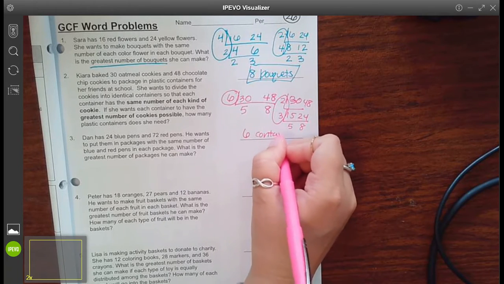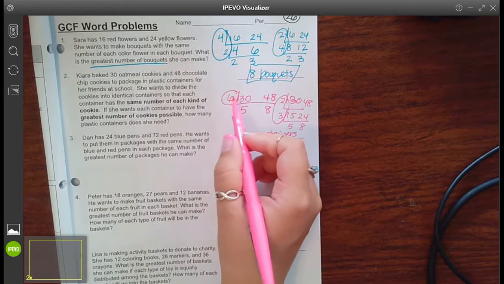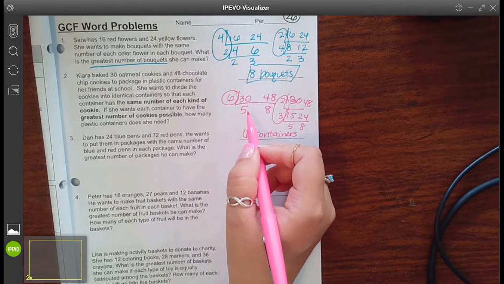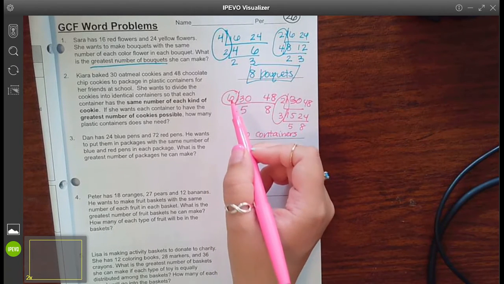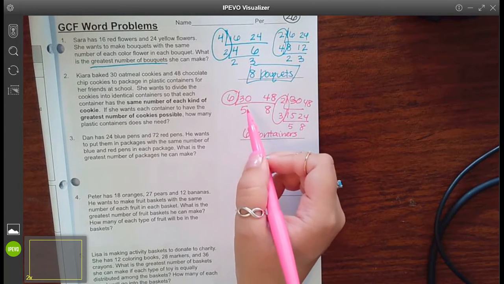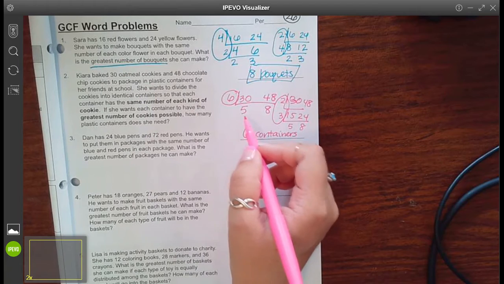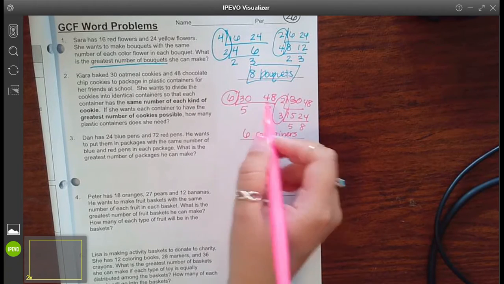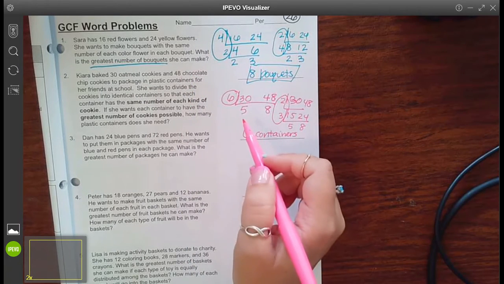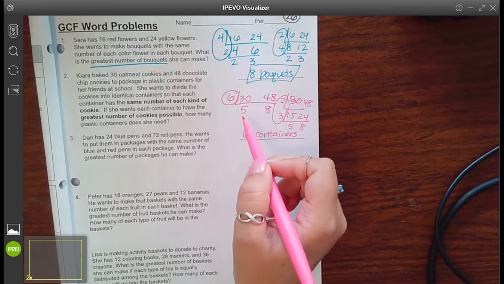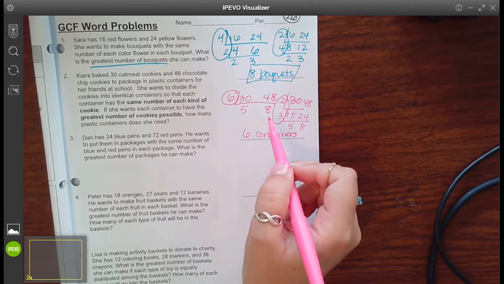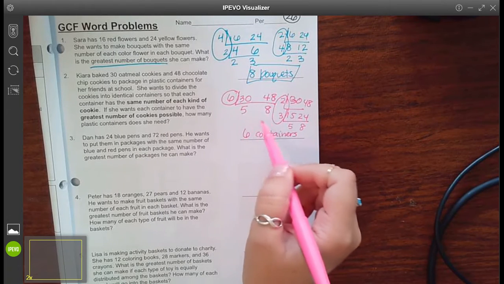And the really cool thing about setting it up like this is that this tells me how many groups there are, and this is how many of each kind are in each group. So I have 6 containers, each containing 5 oatmeal cookies, since 30 was oatmeal, and 8 chocolate chip cookies, since 48 was chocolate chip. And that's why I like setting it up like this.